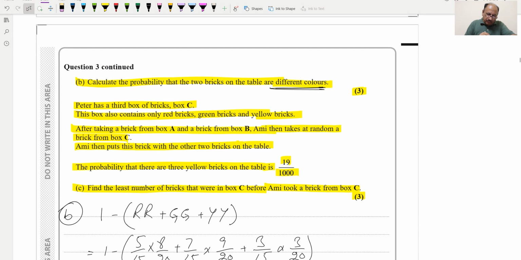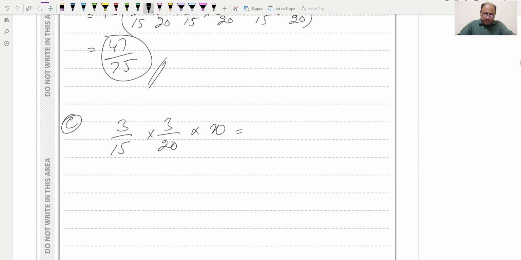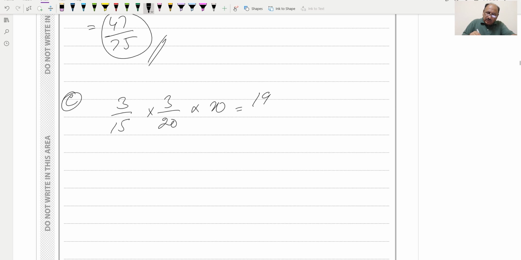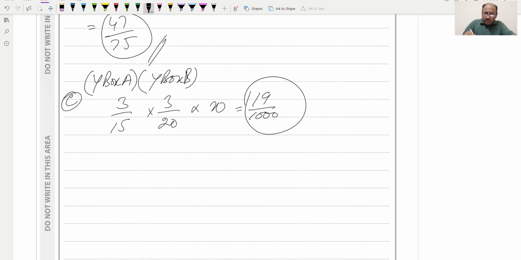And they are saying the probability that there are 3 yellow bricks is 19 over 1000. So this is equal to 19 over 1000. What we have done, this is yellow for box A and this is yellow for box B, and this is X probability which we have taken for box C, and this is for all 3 yellow. Now we will be solving this.